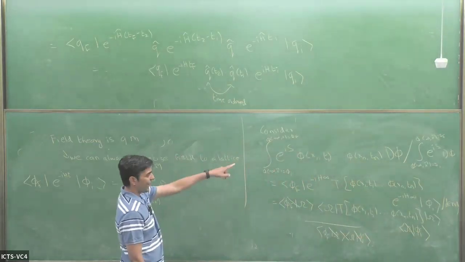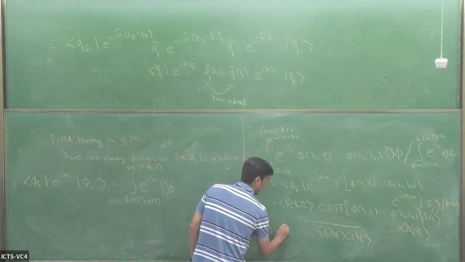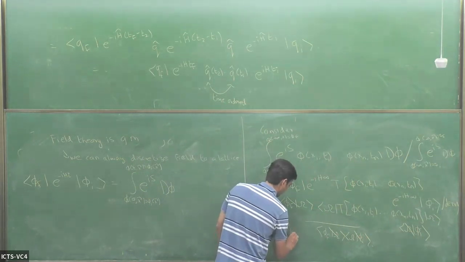Therefore, that expression is equal to the time ordered product in the true vacuum. This is the full true vacuum of the theory. There's no perturbation theory here.